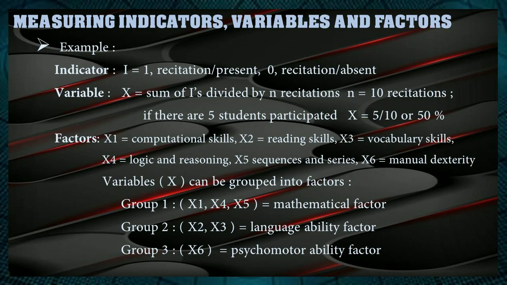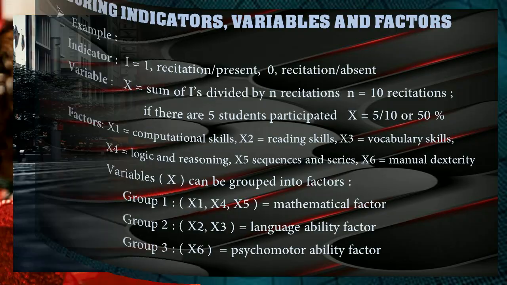Variable 1 equals computational skills, variable 2 reading skills, variable 3 vocabulary skills, variable 4 logic and reasoning, variable 5 sequences and series, variable 6 manual dexterity. Variables can be grouped into factors. Group 1, variable 1, variable 4, variable 5 belongs to the mathematical factor. Group 2, variable 2, variable 3 belongs to the language ability factor. Then group 3, variable 6 belongs to the psychomotor ability factor.